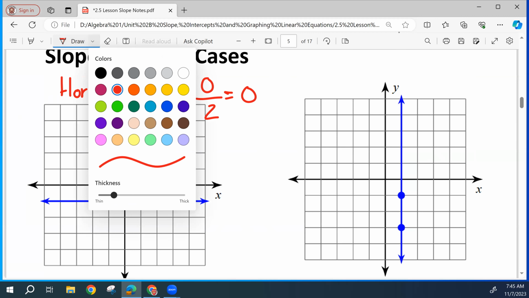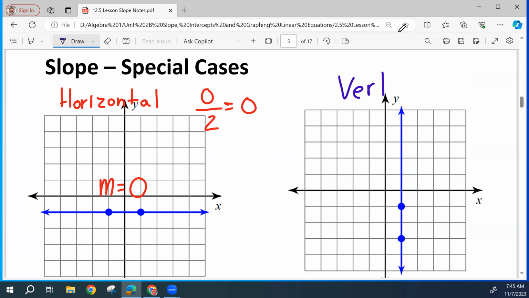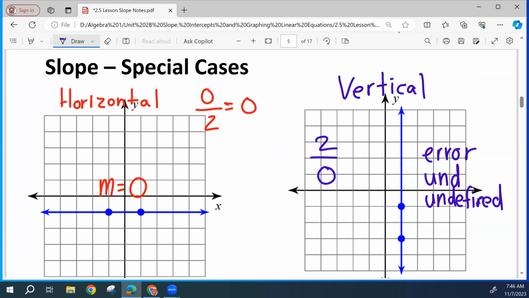When we have a line that goes straight up and down, we call that vertical. When we have that sort of line, that means when we are solving for slope, we will have 0 in the denominator. We'll have 0 on the bottom of the fraction. If we put that into a calculator, it will tell us something like error, or it will tell us, UND or undefined. If we have a vertical line like this, the slope we say is undefined.